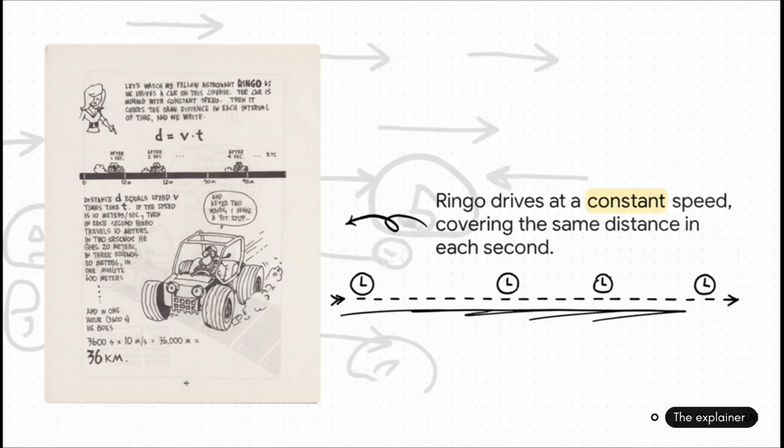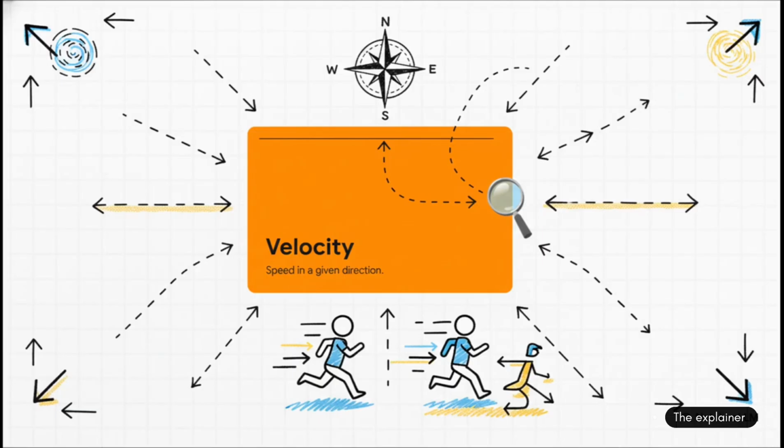After 1 second, he's gone 10 meters. After 2 seconds, 20 meters. You get the idea. It's a nice, steady pace. But what happens if we add just one more little piece of information? And that one crucial little piece is direction. See, that's what velocity is. It's not just your speed, it's your speed in a specific direction. So it's not just how fast, it's how fast and which way.